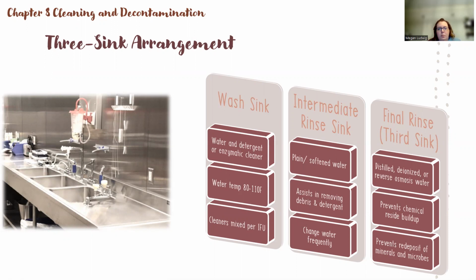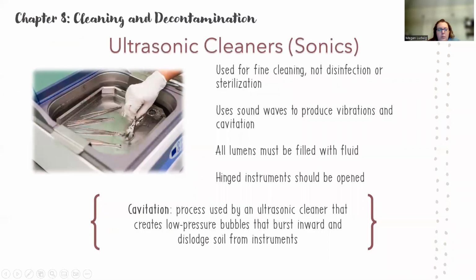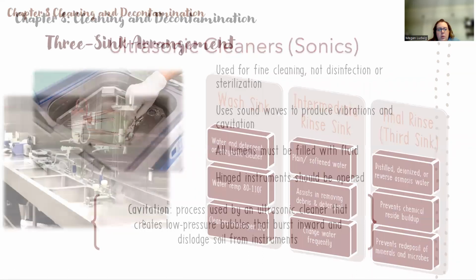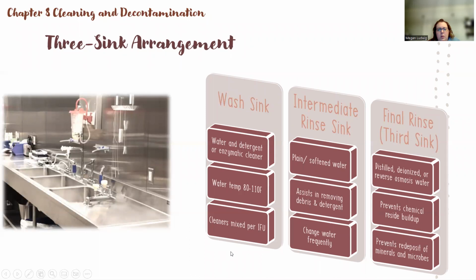Sometimes that does matter. And then your intermediate sink is a rinse sink, and now you're just using plain water or a softened water, or you'll have a water softener. This assists in removing any built up cleaner that may have been left on it. It rinses it off, helps remove any excess debris. This sink, the water has to be changed pretty frequently. Your facility may demand maybe it's changed after every load, after every so many instruments.